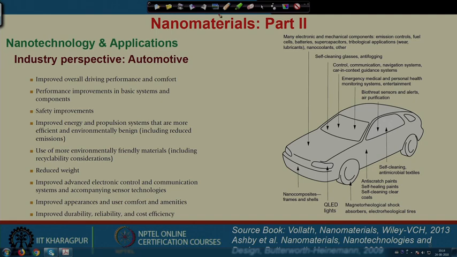From an industry perspective, people all the time wish to improve the overall performance of driving and the comfort. These are the prime objectives, and we can start by putting in some nanocomposite, which has very high strength as well as shock absorbing capacity, and we can replace normal fluorescent lamps with QLED lights, which consume less power. So, we can increase the efficiency, as well as add magnetorheological shock absorbers and electrorheological tires, which will give us more effective properties.